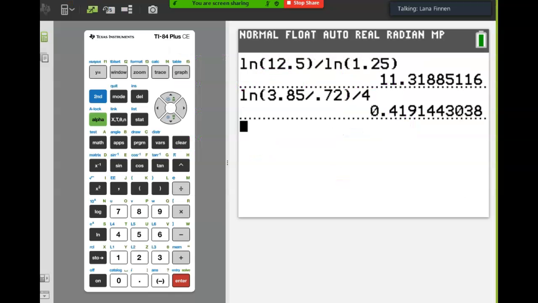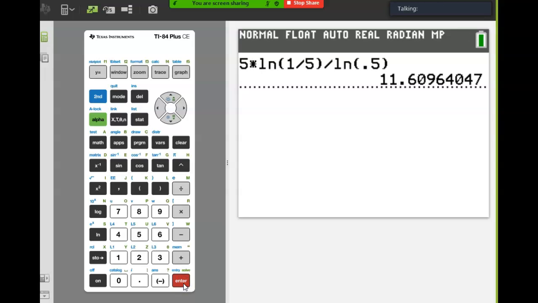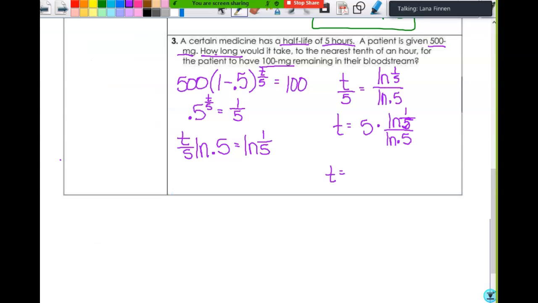So that's going to give me 5 times the natural log of 1/5 divided by the natural log of 0.5. And this says to the nearest 1/10 of an hour. So this is going to be 11.6 hours.